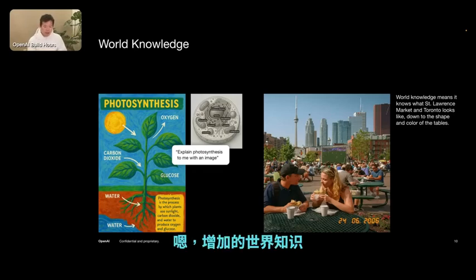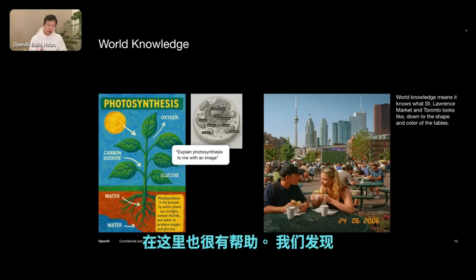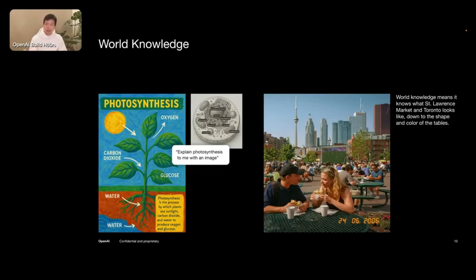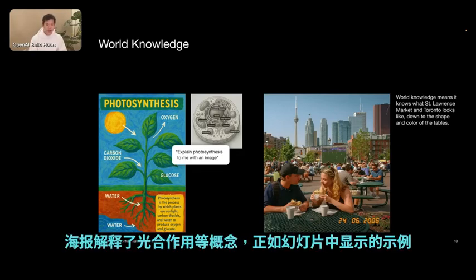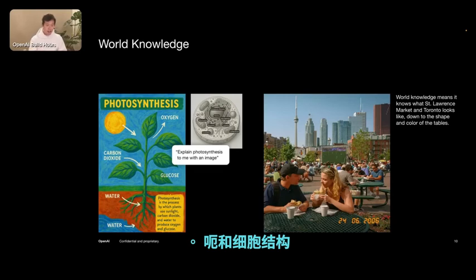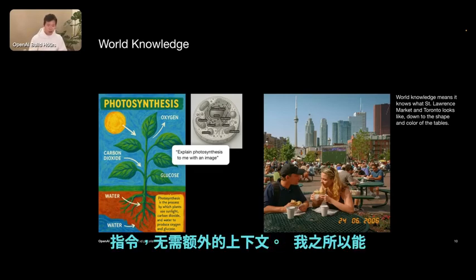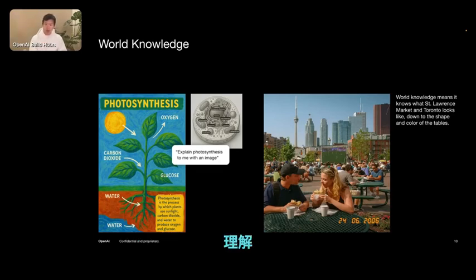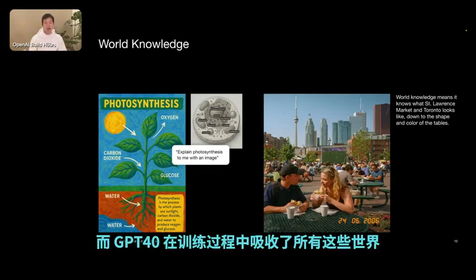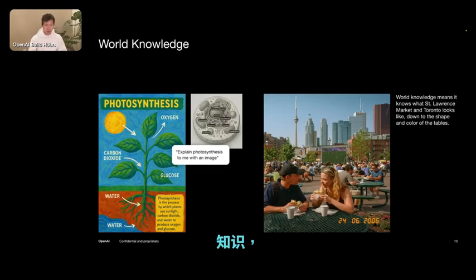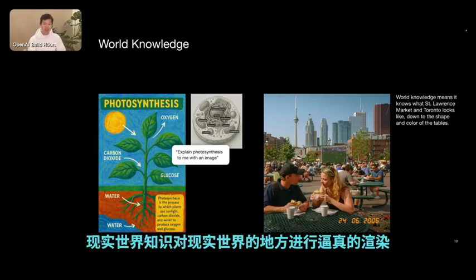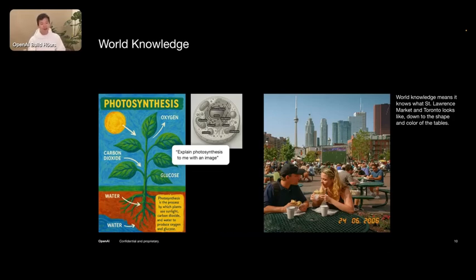The added world knowledge is also helpful here. We found that a lot of folks have been making great educational materials like science posters that explain concepts like photosynthesis, as shown on the slide here, and cellular structures, directly with simple one-line instructions without additional context. ImageGen was able to just zero-shot all of that because it is based on GPT-4o, and GPT-4o has all of that world knowledge imbued within it during the training process. And you can also make photorealistic renderings of real-world places because of that real-world knowledge.